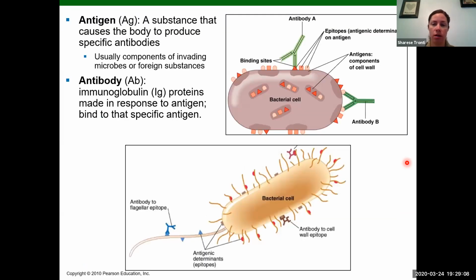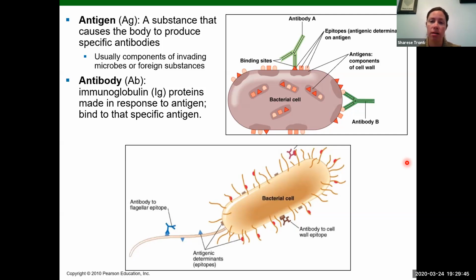So an antigen is anything that causes the body to produce antibodies. This can be anything from a protein to glycogen or sugars, or anything that's going to cause an antibody to bind to it. Most commonly, these are found on the surface of microbes, and they can also be found on toxins or anything that is ideally not part of the cell. So anything that's an invading foreign body can be an antigen.